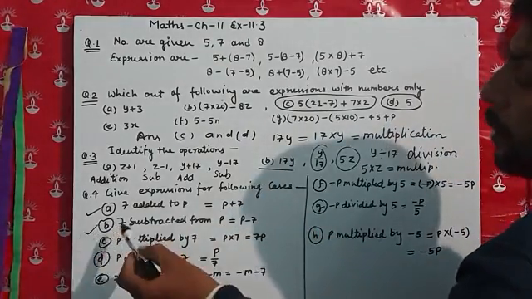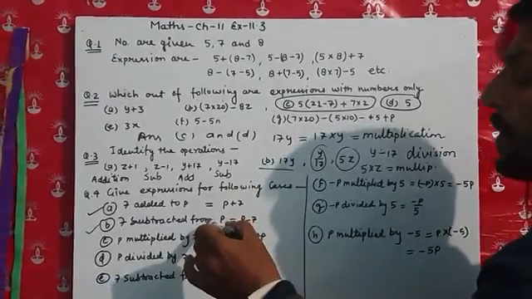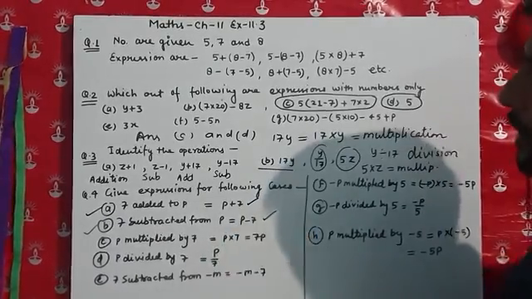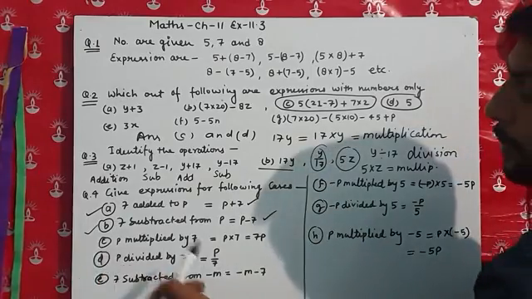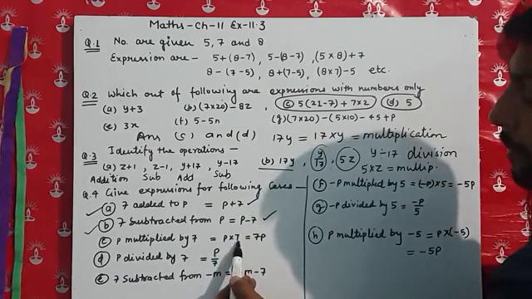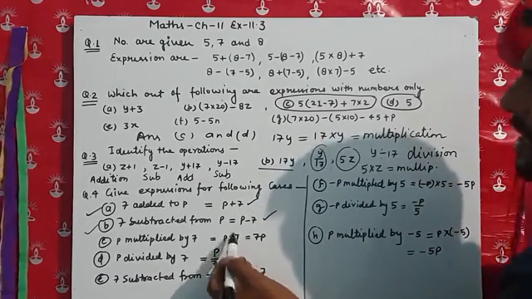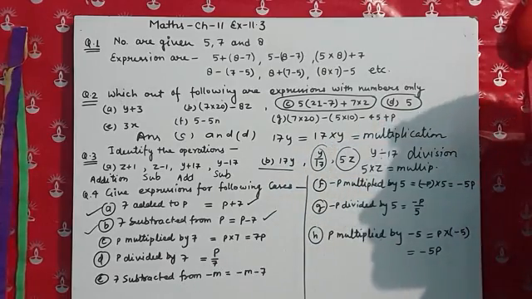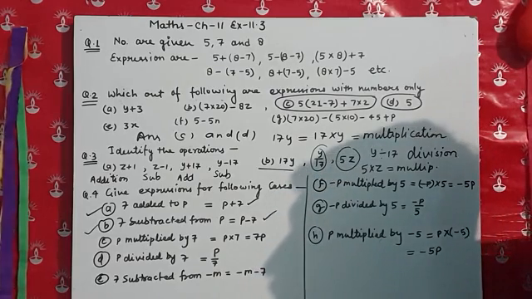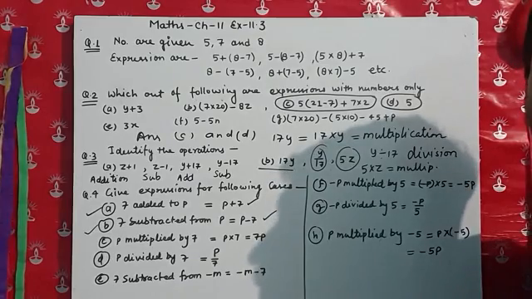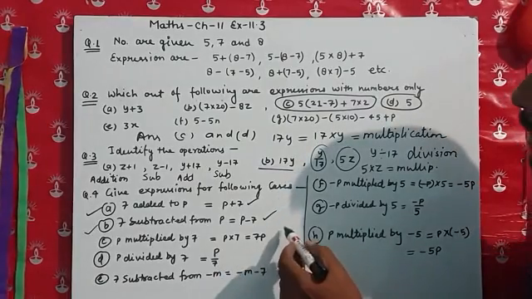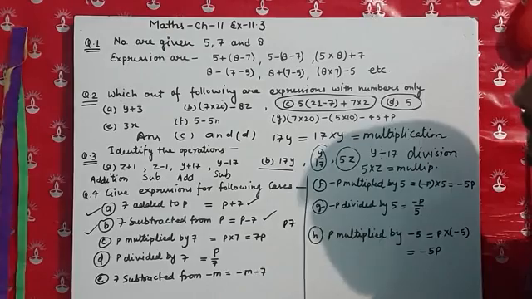Now in B part, the question is saying 7 subtracted from P. So first we will write down P and then we will subtract 7. So this will be the expression. Now going to the C part. Here P multiplied by 7. In this case, whenever we multiply any number with any variable, we always put the number first, then we write the variable. That means in this case we are not going to write P7. This does not look right.